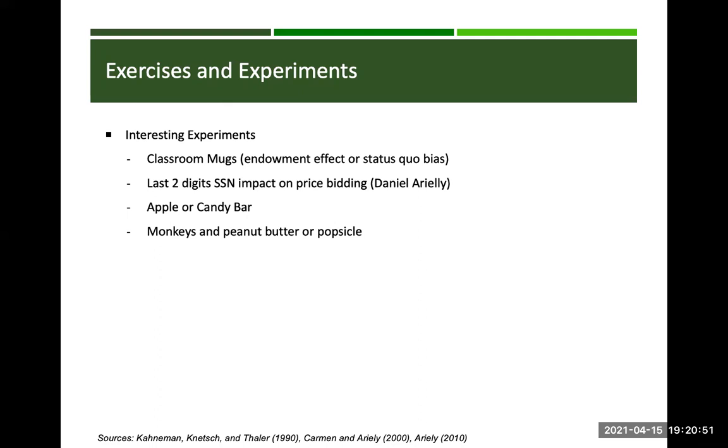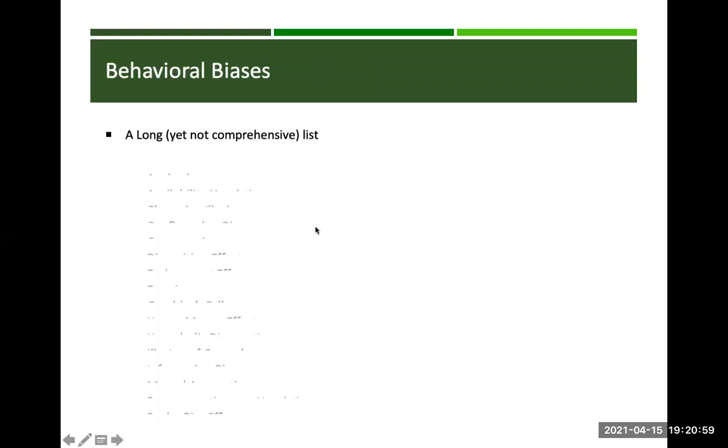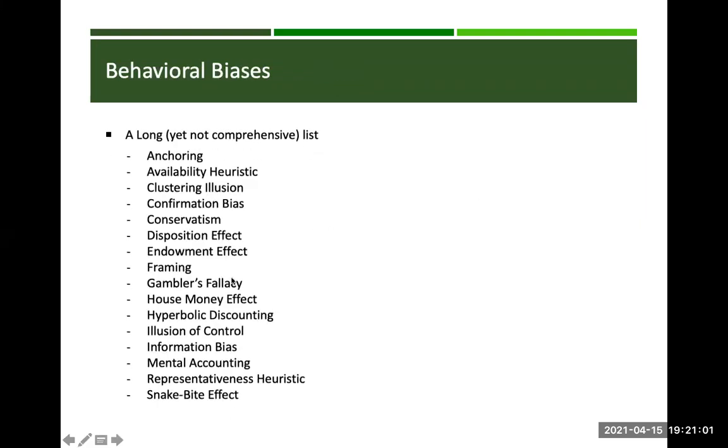That's that same status quo bias prevalent in chimpanzees. I found that really interesting. Here is a long yet not comprehensive list of different biases that we have. I've talked about some of them: anchoring, availability. There's one called the clustering illusion. Sometimes randomly clustered outcomes, you might think, oh, there's something similar about these, when it's actually just randomness.